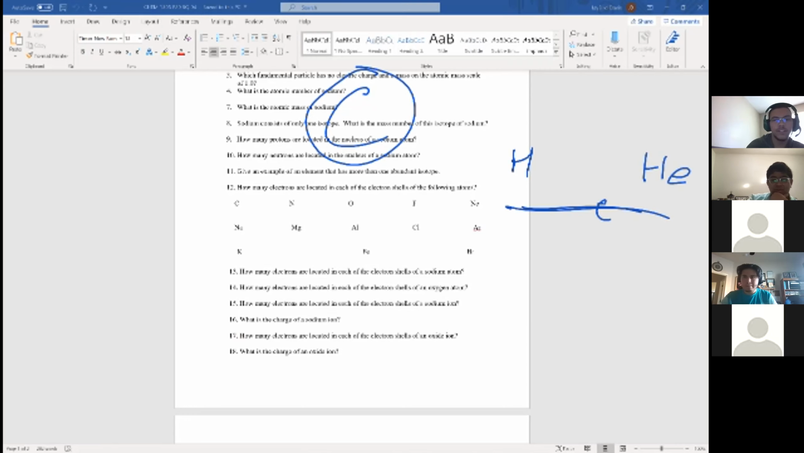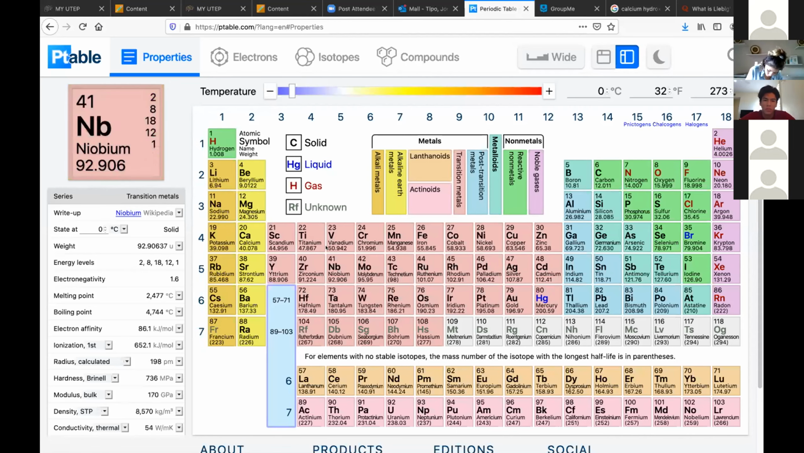Wait, Jeremiah, do you want me to share a periodic table? I think it's easier to visualize that way. That's fine. Cool. There you go. All right. So looking for the word. Found the word. Oh, wait.